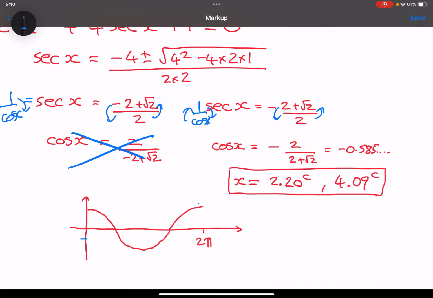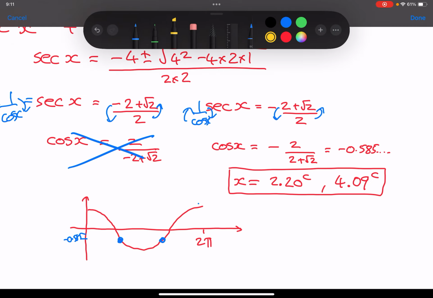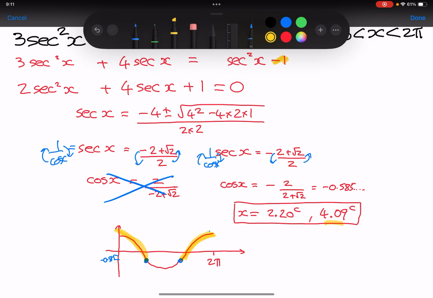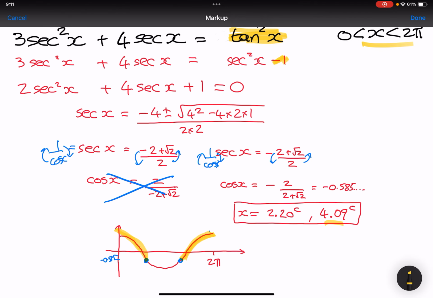So on my graph, the minus 0.585 is roughly there. The calculator's given me this solution here. We want this solution here as well. So we know that this is the 2.20. This is also going to be 2.20, and that's less than 2 pi. So if I do 2 pi, take away 2.20, we get the other solution that we need in between 0 and 2 pi. And there we go.